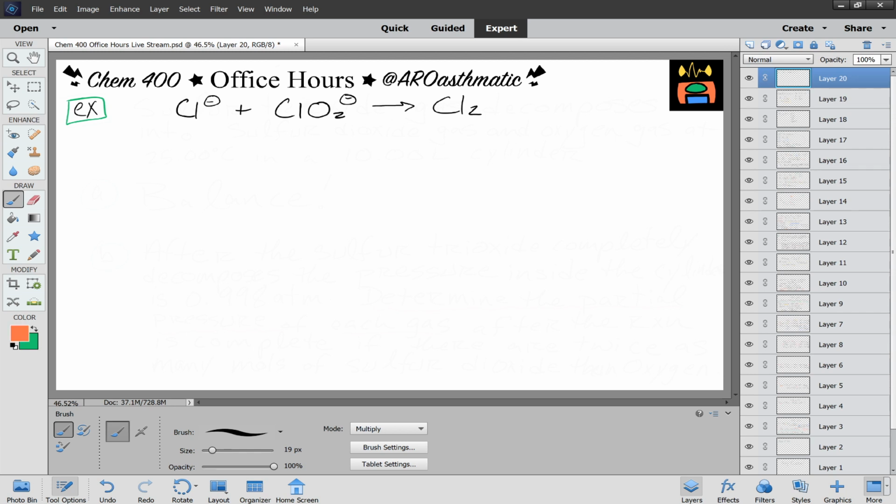So first off, for our oxidation states, the chlorine in chloride has an oxidation state of -1.